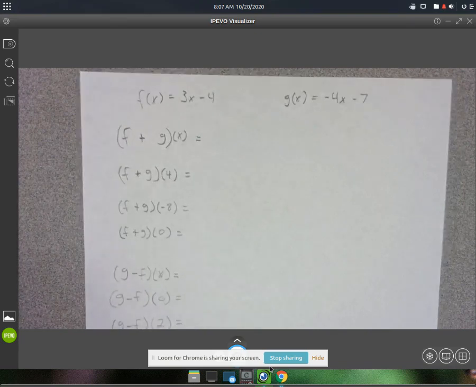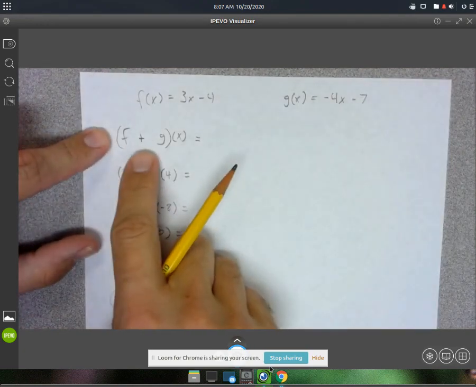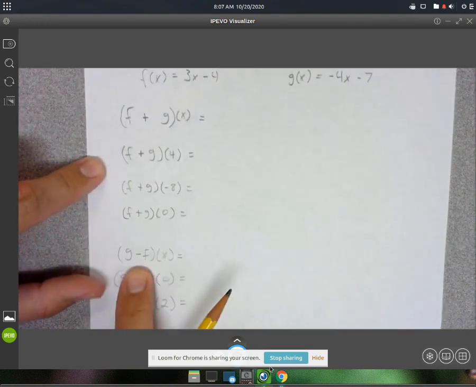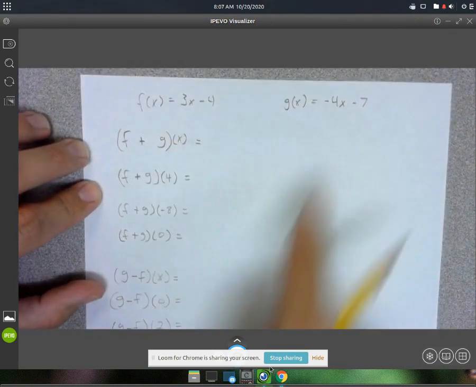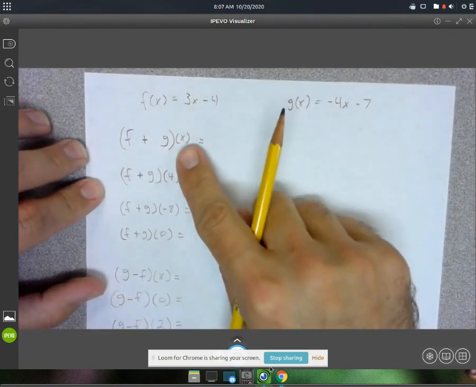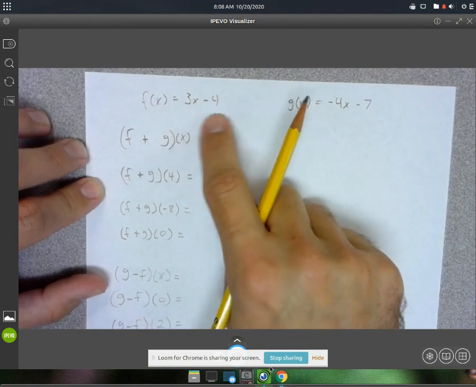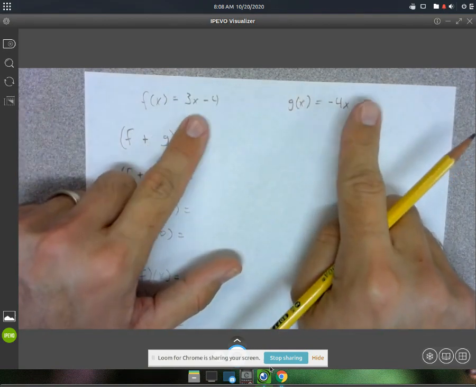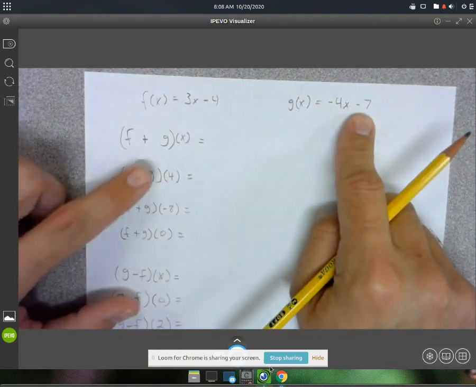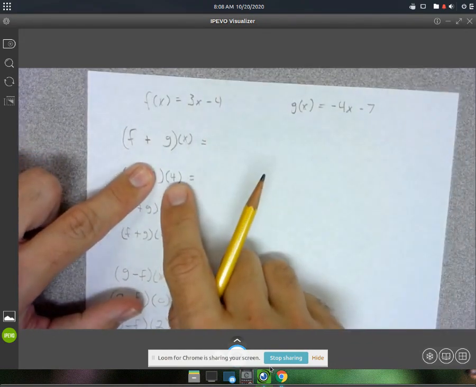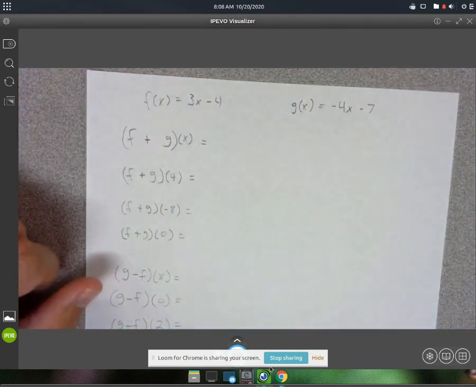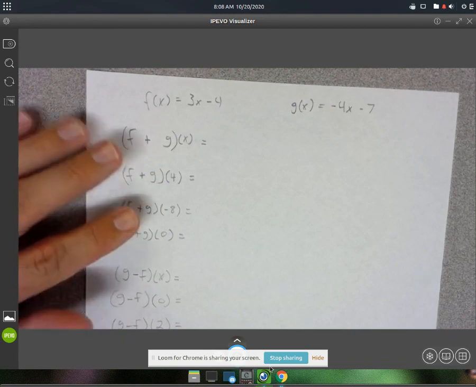So in this lesson, I'm going to show you guys how to add and subtract functions. So we're adding or subtracting these two functions. Sometimes we're just going to leave it as an x like this, and we're just going to be adding these two things. Other times we'll be plugging in some number for x. It just depends on whatever the problem says.